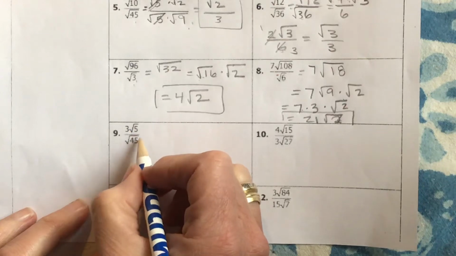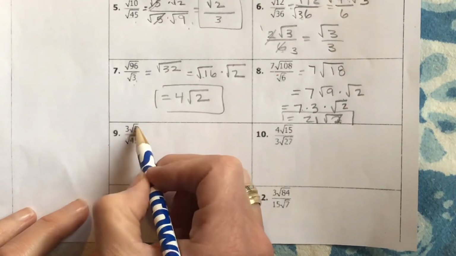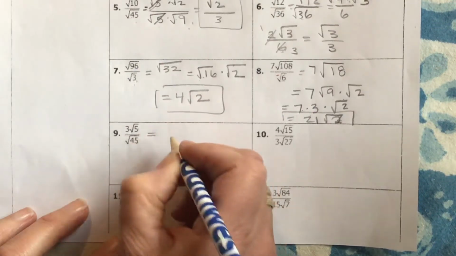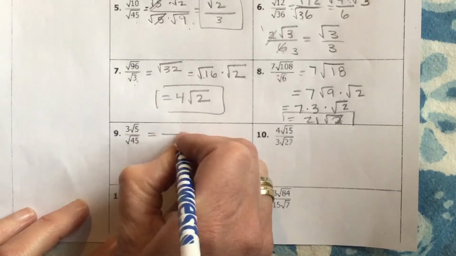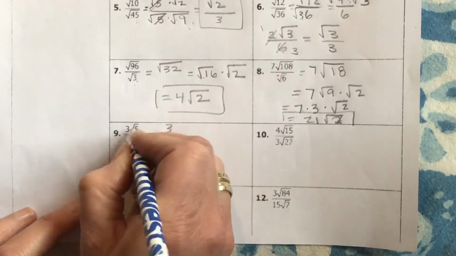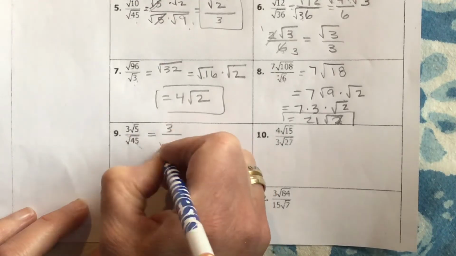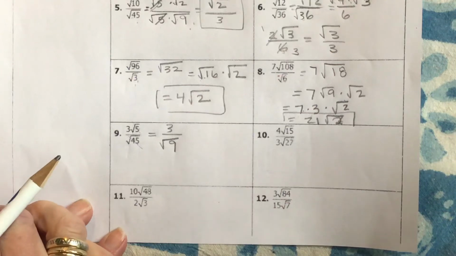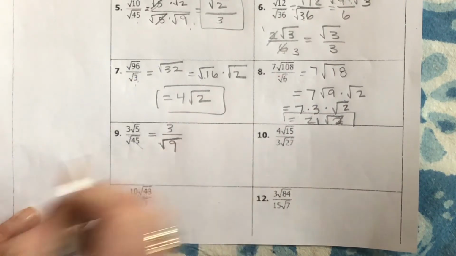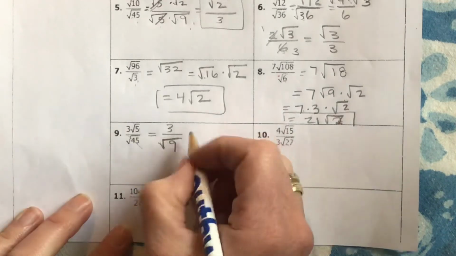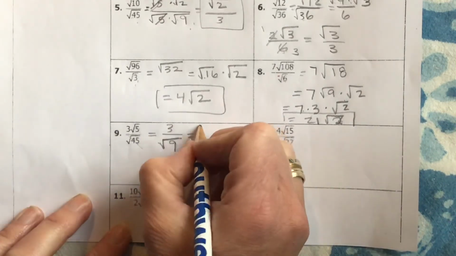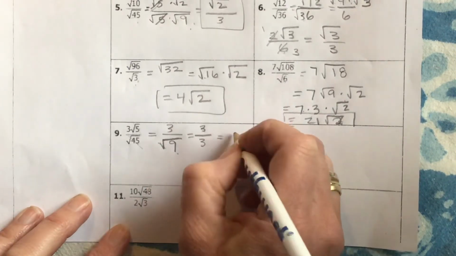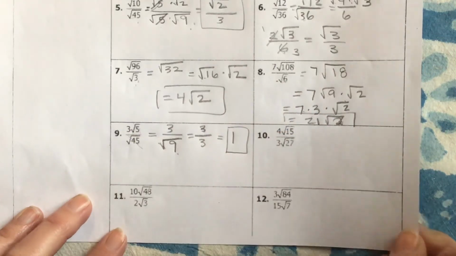I have 3 root 5 over root 45. So I see that root 5 can go into root 45. So I can simplify this because 5 goes into 45 9 times. So I'm going to hold on to my 3. And then I have root 9 on the bottom. So you're kind of forgetting about the radical signs for just a minute, but you're keeping it in radical form. So now I have 3 over root 9. I'm going to hold on to my 3. And now I have a square root of 9, which is 3. Well, anything over itself is just 1.